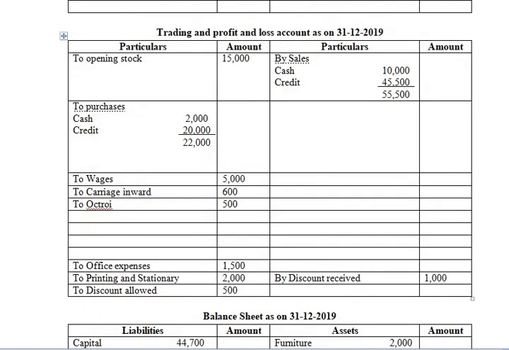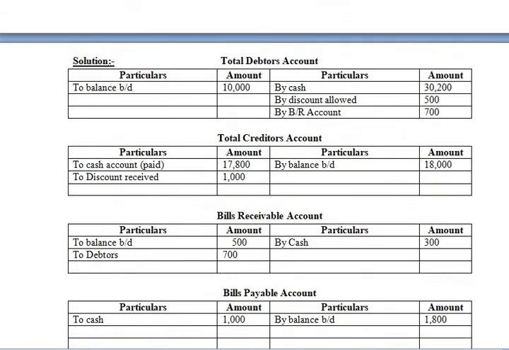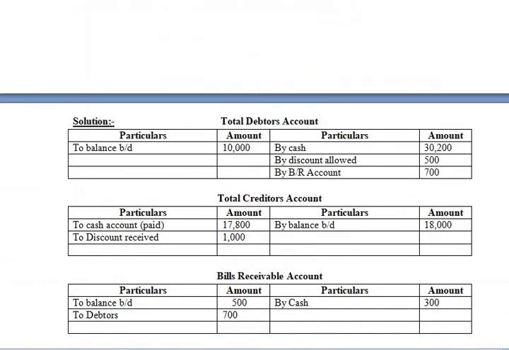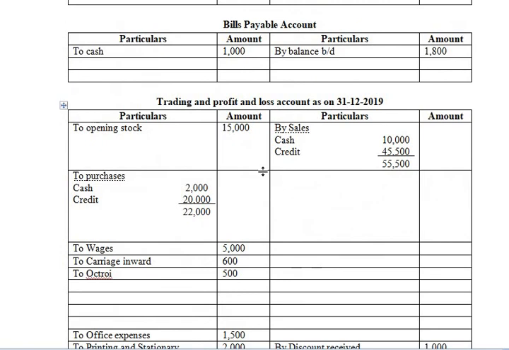So after discount allowed and discount received, what is the next thing that you have? Next is return inward. Now return inward, where does this particular amount come? Just make a small correction over here. You have return inwards of 600 and return outward of 500. Return inward is nothing but sales return.